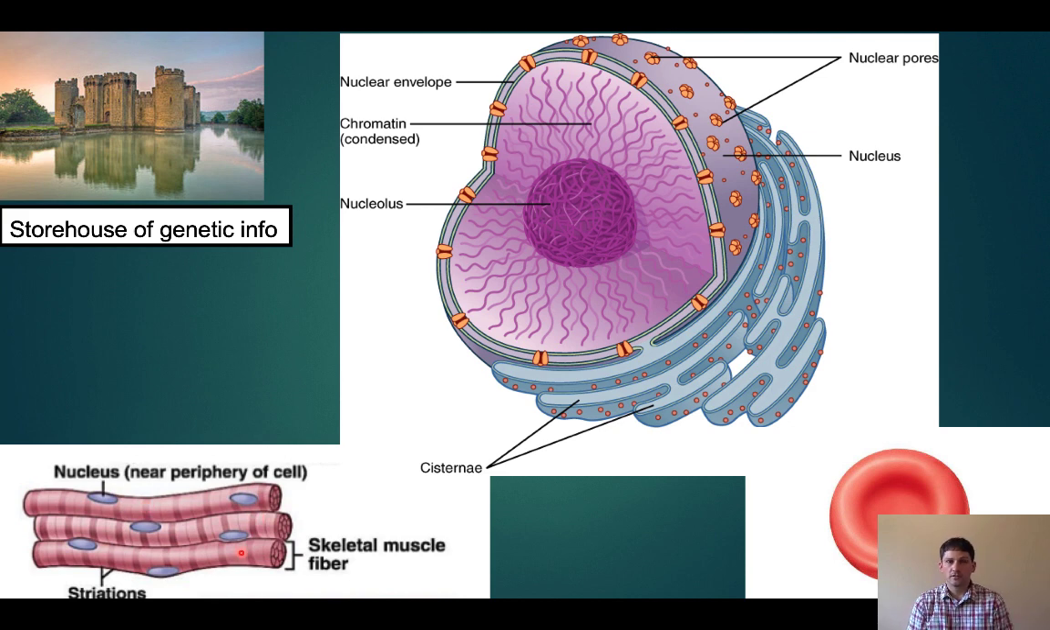And so in some areas of our body, we need lots of messages, right? We need to make a lot of proteins. So we need a lot of copies of mRNA coming out of that nucleus and going to our ribosomes so that we can have a higher production of proteins.